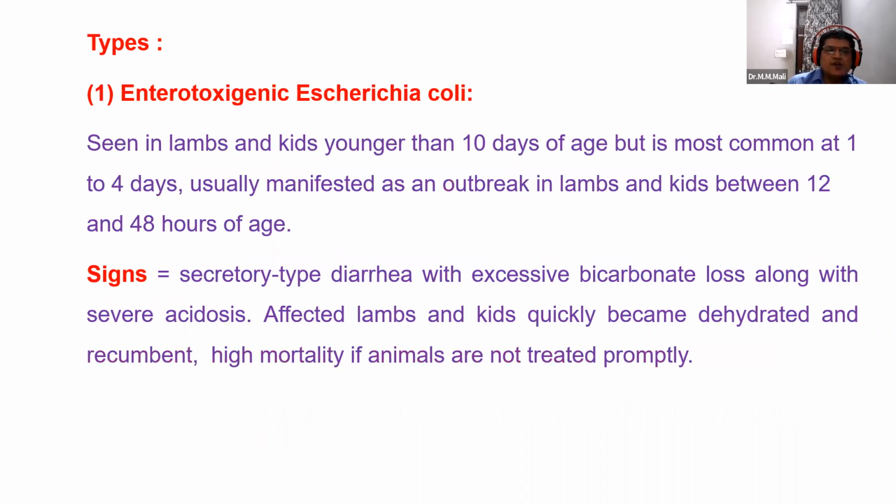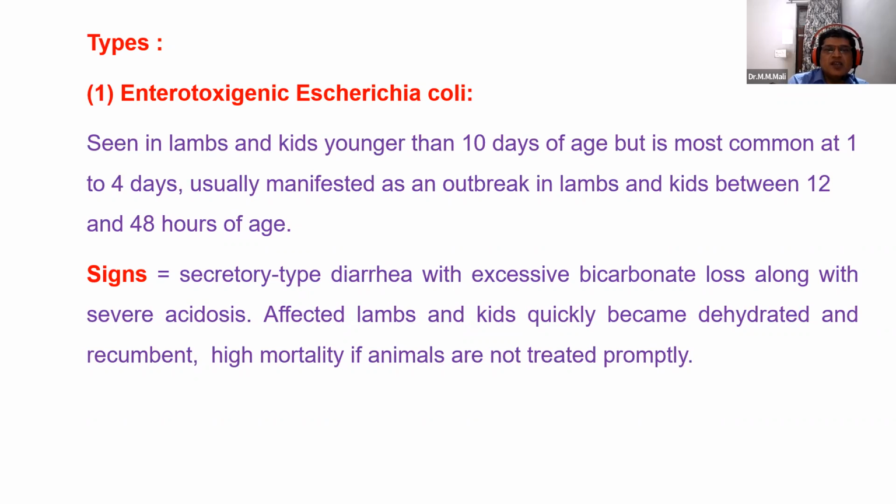So coming to the types of diarrhea or enteritis in lambs, the first etiology is enterotoxigenic Escherichia coli, E. coli infection. It is seen in lambs and kids younger than 10 days of age, but is most common at the age of 1 to 4 days. It usually manifests as an outbreak in lambs and kids between 12 and 40 hours of age. So this causes high mortality in young lambs and kids, as in the case of calves.